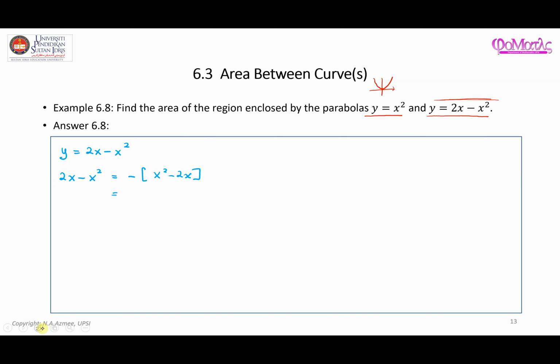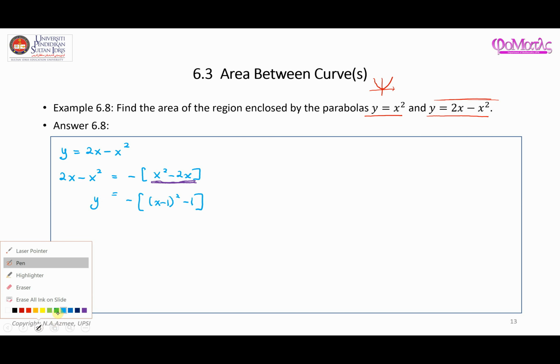Now for this part, what you can do is complete the square. I'm not going to explain how you complete the square, as I assume this is knowledge you have already obtained. So I'm just going to write down the answer. When you complete the square, you will get x minus 1 squared minus 1. So these are the functions, and y is equal to negative x minus 1 squared minus 1. Based on that, we can sketch the graph.